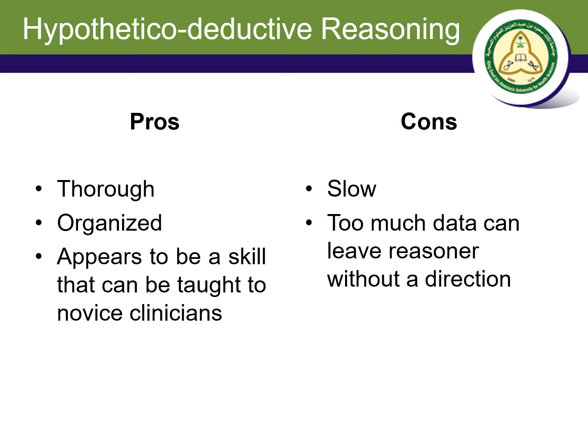Hypothetico-deductive reasoning, its pros and cons. The positives are that it's thorough, but the negative side is that it can be slow. On the positive side, it is organized and appears to be a skill that can be taught to novice clinicians, the clinicians who are new in this profession. On the negative side, too much data can leave the reasoner without a direction. If you are new, sometimes too many reasons don't help you decide which direction to go, unless you take some expert advice.